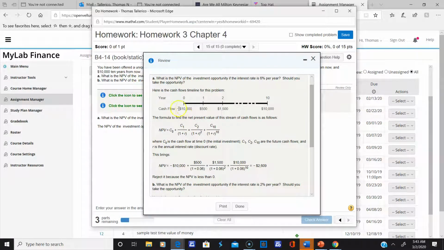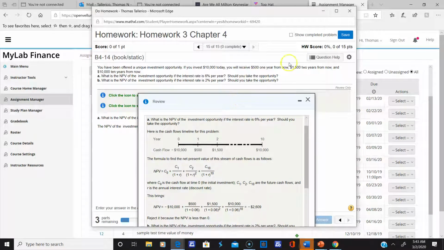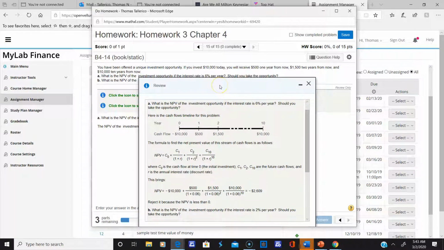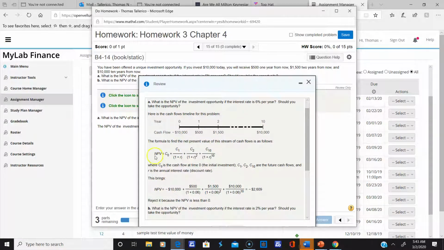Anyway, here's the solved problem with the equation, and here's the timeline. Here's your money invested. Notice it's negative. And here are the cash flows. Here's the net present value equation, and you notice there are only 3 cash flows: 500, plus 1,500, and then in 10 years, 10,000.